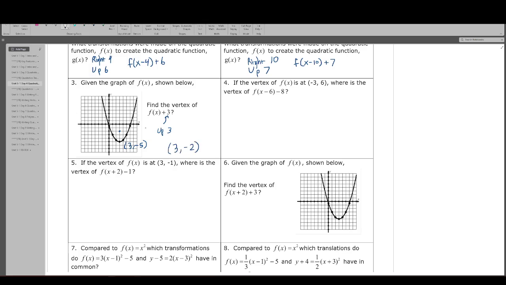Number 4 says, if the vertex of f of x is at negative 3, 6, where is the vertex of this? So we need to understand this rule means right 6 and down 8. Then we can take the existing vertex. If we add 6 to negative 3, the new x-coordinate should be 3. If we go down 8 from 6, we end up at negative 2. Hey, that's the same vertex.